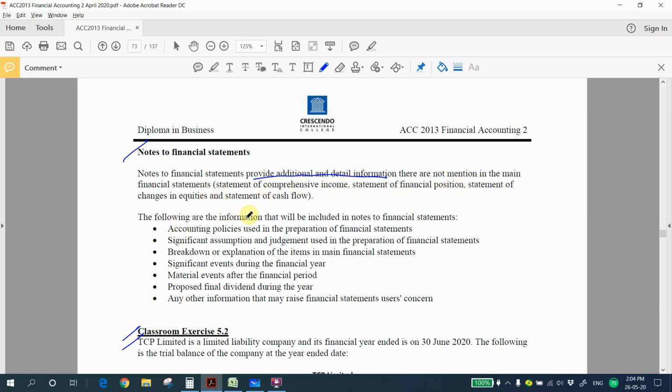The following is the information that will be included in notes to the financial statement: accounting policy used, significant assumption and judgment, breakdown or explanation of the item in the main statement, significant event, material event, proposed final dividend. I think this will be the one that we will commonly use in our exercise, and any other information that may raise financial statement user concern.